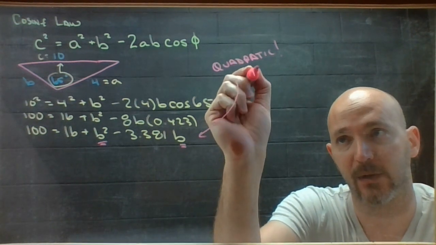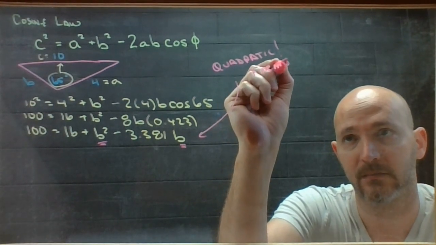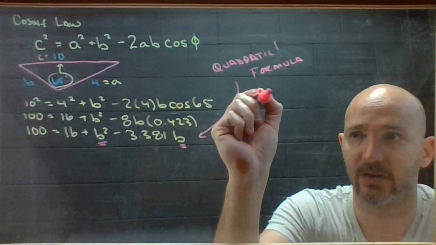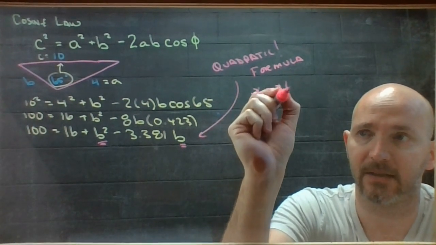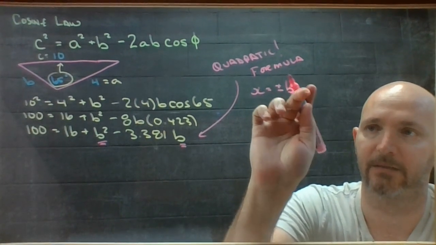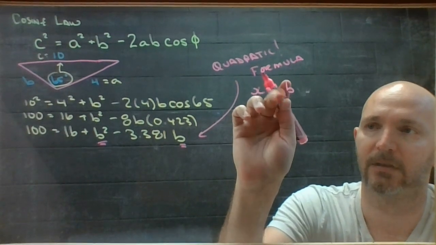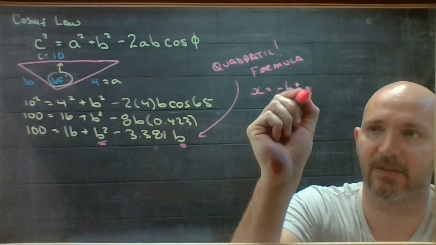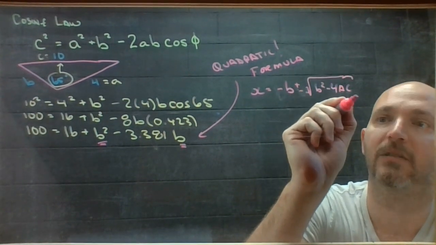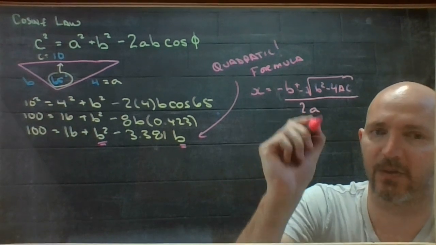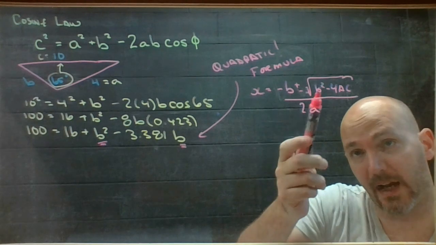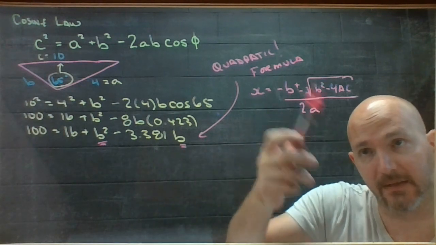Quadratics go with the quadratic formula. If you remember from grade 10, the solution would be minus B plus or minus the square root of B squared minus 4AC all over 2A. Yikes. I have to get this bent into that formula.